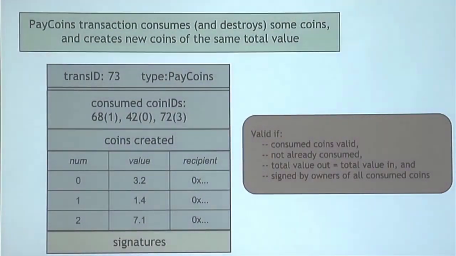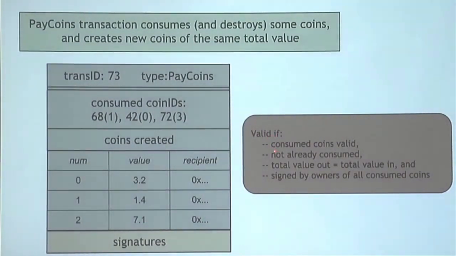The rules of Scrooge coins say that a Paycoins transaction is valid if 4 things are true. First, if the consumed coins are valid, that is, they really were created in previous transactions. Second, that the consumed coins were not already consumed in some previous transaction. That is, that this is not a double spend.